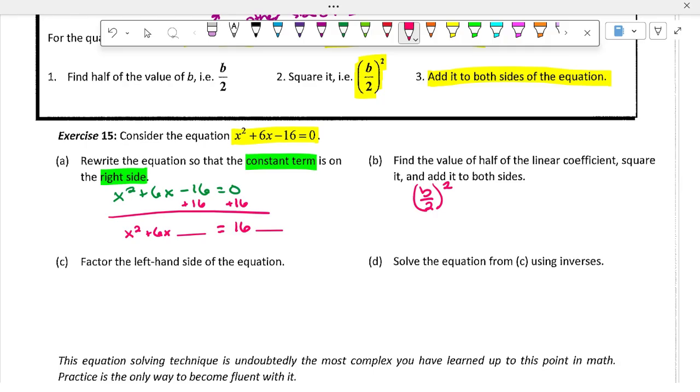What's my b value? So what's my b value of my equation over here? Not 6x, just 6. Remember, we don't want variables. So I'm going to do 6 divided by 2 and then square it. So what's 6 divided by 2? 3. Squared. What's 3 squared? 9. So this is what I'm going to fill in the blanks with. So add 9, add 9.